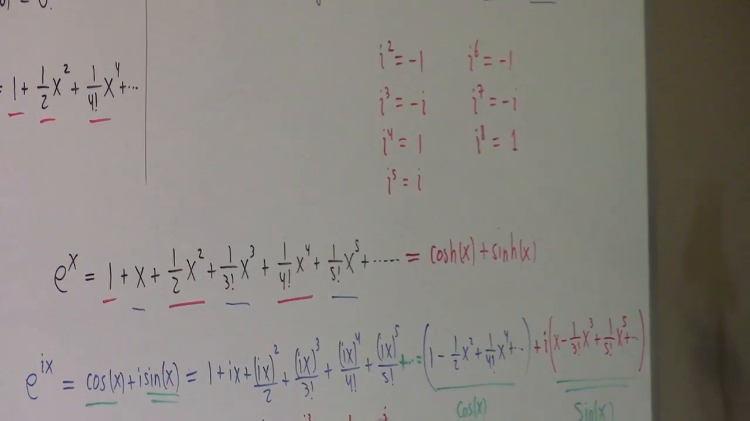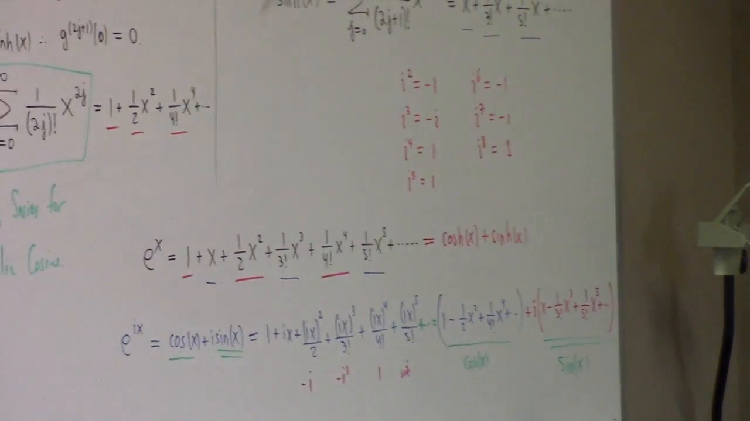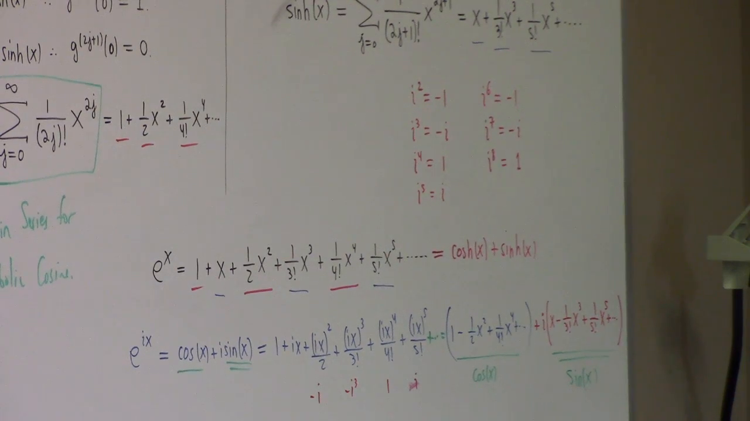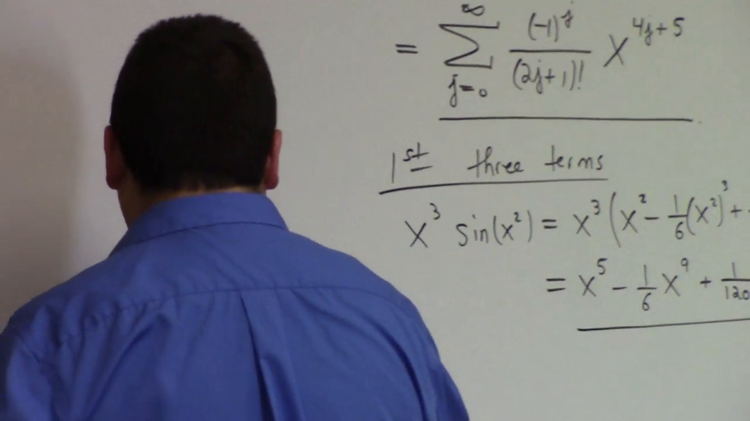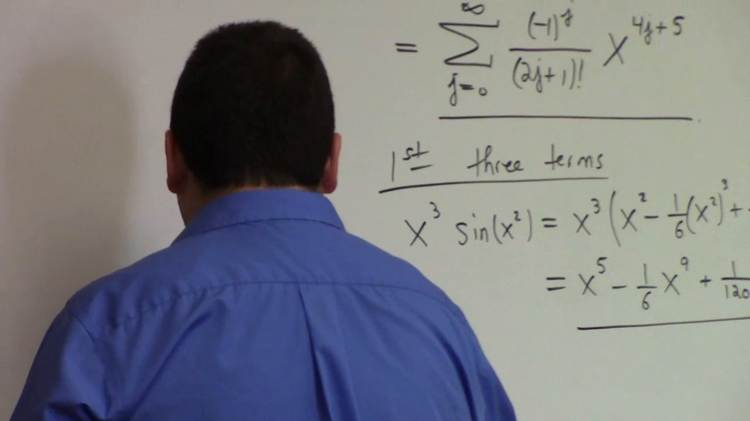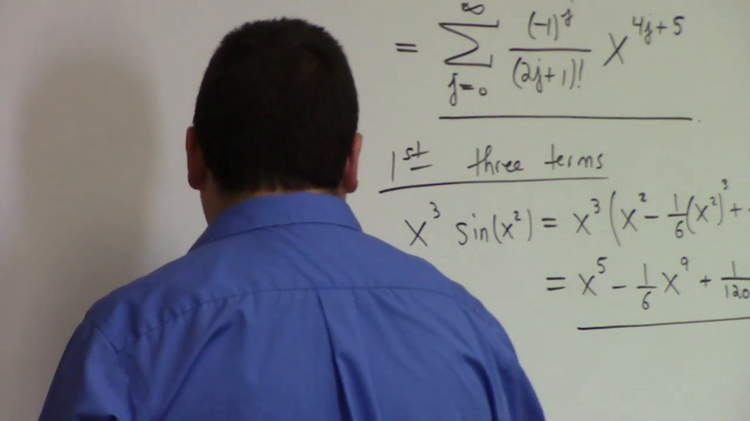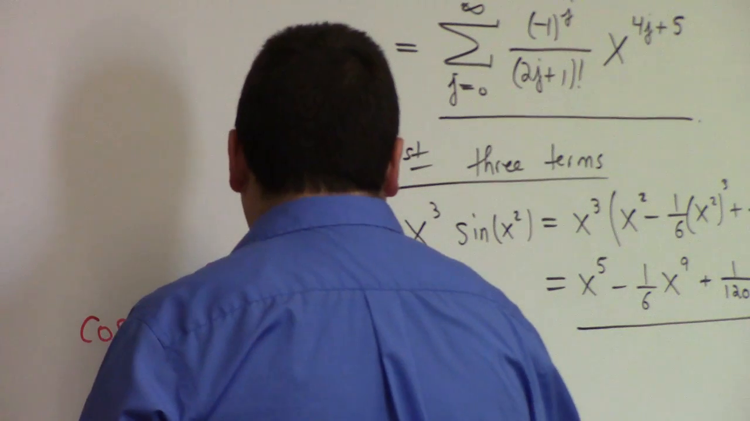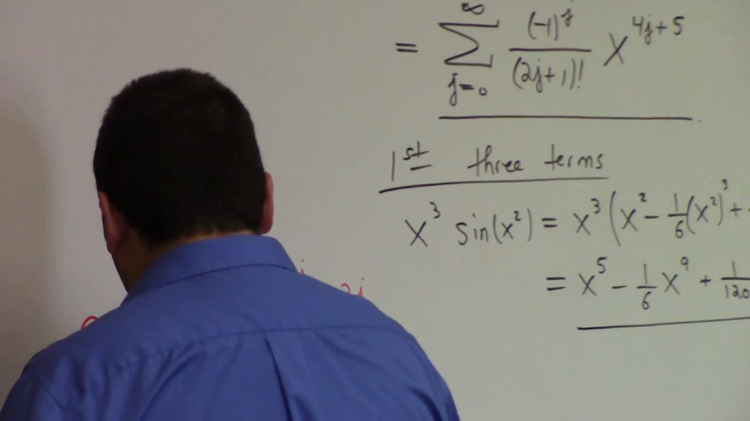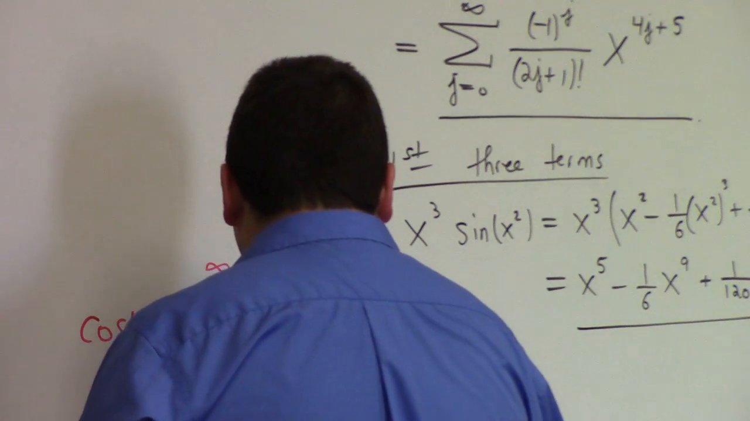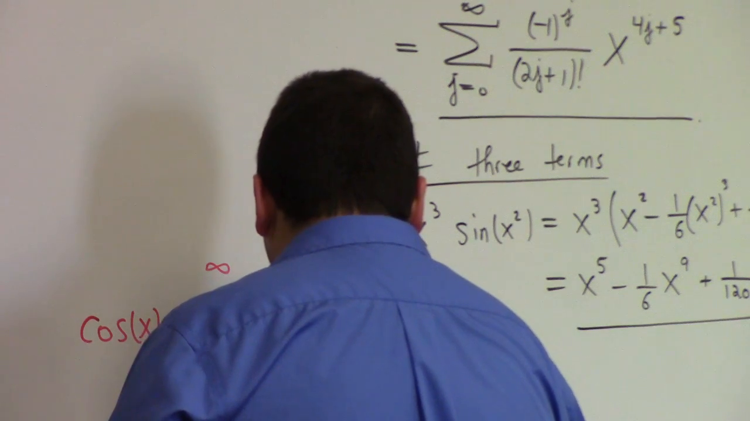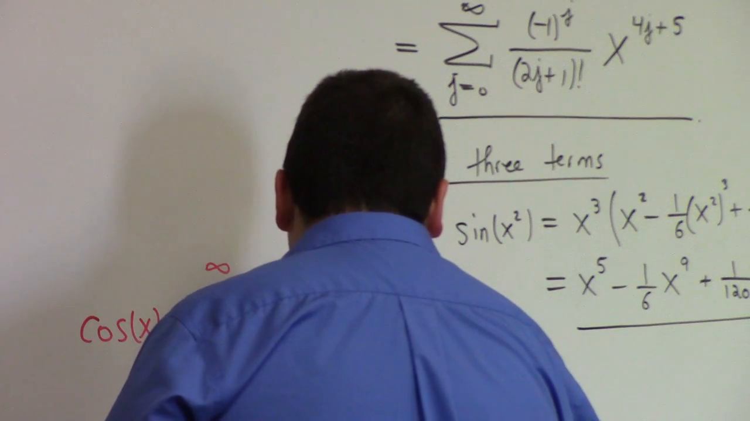Now, if you don't like this way of thinking about it, of course, you can go back and be boring and calculate the arbitrary derivative of cosine and arbitrary derivative of sine and plug in 0 and derive the same formulas, right? Just to be clear, let me write them down for our future reference. Cosine of x is equal to the sum j equals 0 to infinity of minus 1 to the j over 2j factorial x to the 2j. And sine of x is equal to the sum j equals 0 to infinity of minus 1 to the j over 2j plus 1 factorial x to the 2j plus 1.